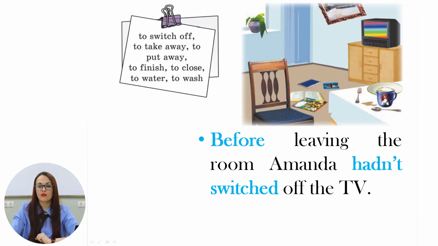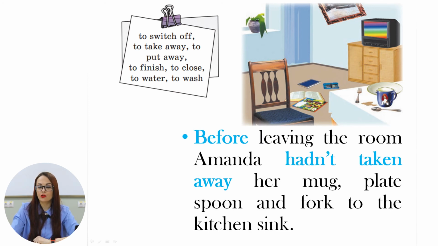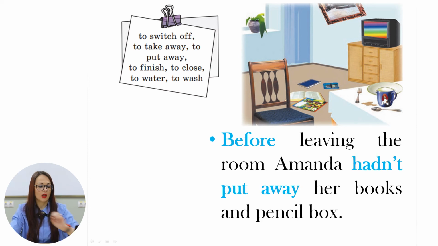So let us go back to the exercise and see what Amanda hadn't done in the room. So before leaving the room, Amanda hadn't switched off the TV. Before leaving the room, Amanda hadn't taken away her mug, plate, spoon and fork to the kitchen sink. Before leaving the room, Amanda hadn't put away her books and pencil box.